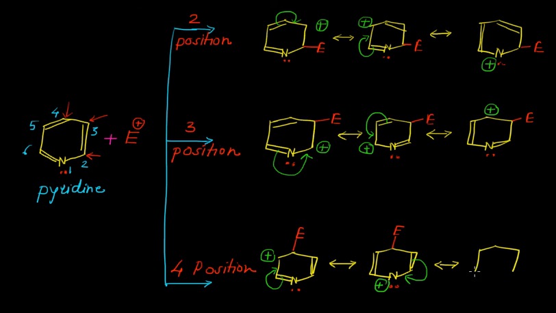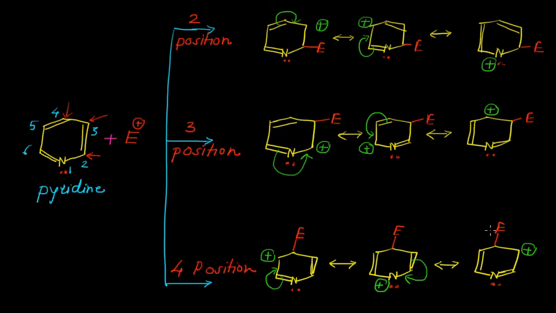So here on this nitrogen we have a lone pair of electrons. At position 4 we have the electrophile. The other bonds will be as they are, and this will be the new bond between this nitrogen and the carbon, and the positive charge will come on this carbon number 3.